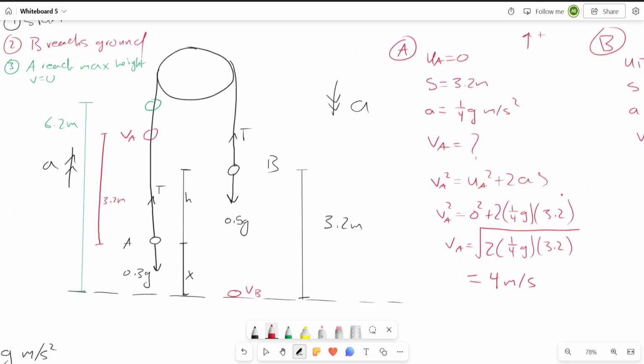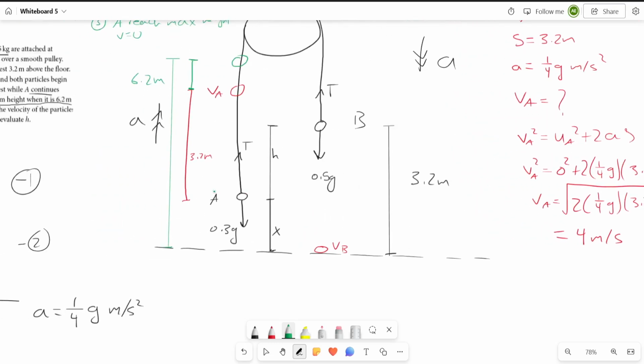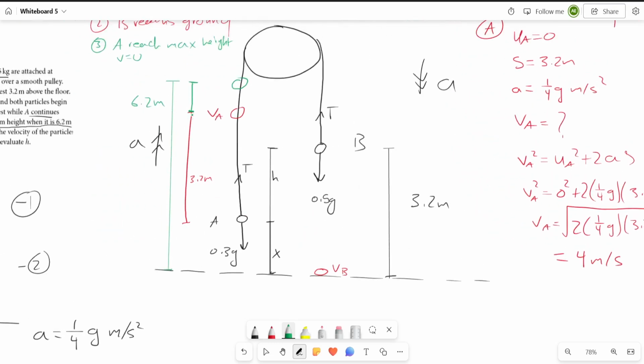So now I know my VA, and I know that initially A moved 3.2 meters. Let's think about after B hits the ground, and A moves momentarily, moving vertically for a little bit due to its inertia. So this part over here, let's try and resolve that using kinematics. My initial velocity is going to be the 4 meters per second that I got earlier, because here it's moving with 4 meters per second upward. So when this is my starting point, I'm going to take my u as 4 meters per second.